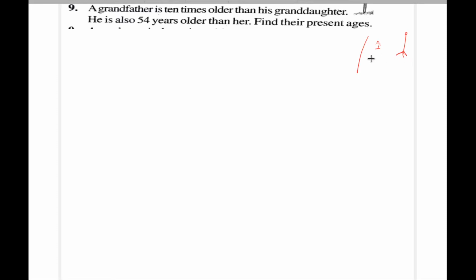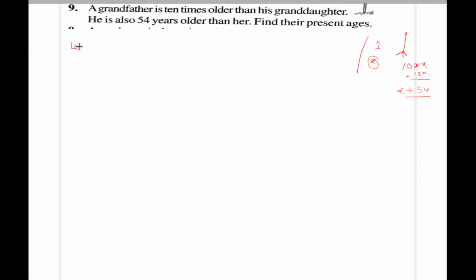So if granddaughter is x, then grandfather is 10 times older. That means 10 multiplied by x, that is 10x. Okay, he is also 54 years older than her. That means if her age is x, then grandfather's age will be x plus 54. Find their present ages. Okay. So here only we have got a clue. Now we will start to do this.